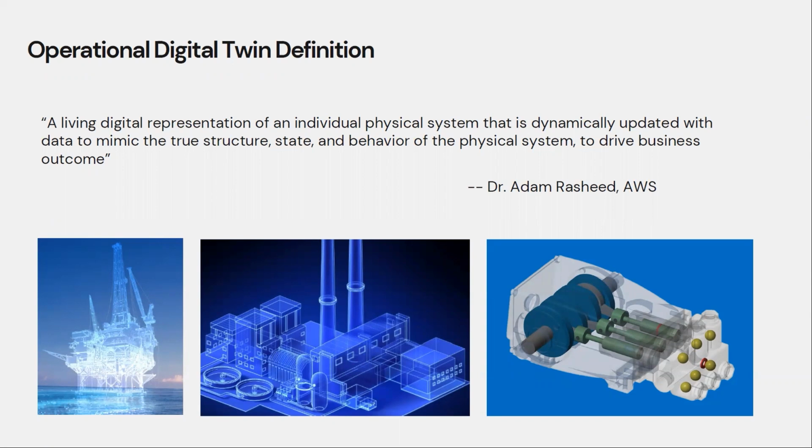A really good definition comes from Dr. Adam Rashid from AWS. Essentially, operational digital twins are used to represent both real-time and historic operations of your physical systems or assets. Those can range from a large system like an oil and gas rig or a manufacturing plant to something smaller like a single machinery.